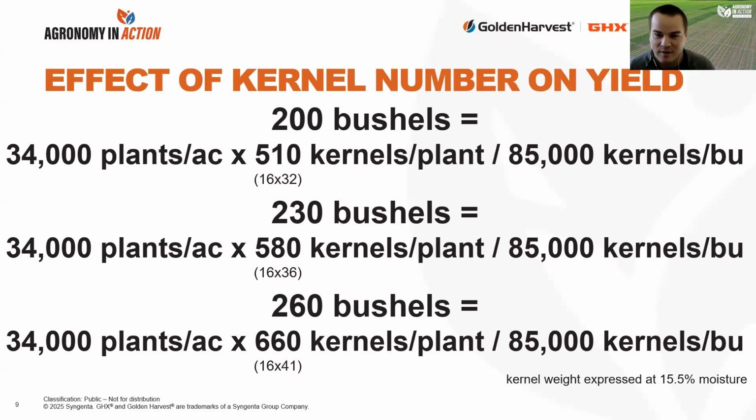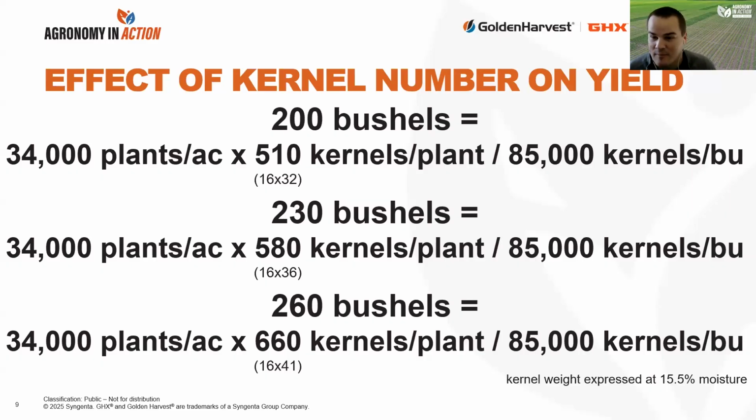In this example here, I kept the number of plants per acre the same, 34,000 plants per acre. And I also kept the kernel weight the same, and that is the 85,000 kernels per bushel. So in this example, I am expressing kernel weight in a kernels per bushel format. So it takes 85,000 kernels to produce a bushel, another way of saying a kernel weight. And we'll express it as that quite a bit throughout this presentation. So just remember that that is the number of kernels to produce a bushel. If you have less kernels to produce a bushel, that means those kernels were heavier. If it took more kernels to produce a bushel, that means the kernels were lighter. So again, just related to kernel weight.